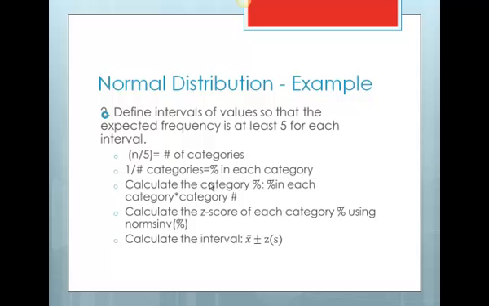Then we're going to use that to calculate the category percentage. Now you're going, wait, I just calculated the percentage in each category. What do you mean calculate the category percentage? So let's say you have 10 observations and you come up with 10 categories. So your percent in each category would be 1/10. Well, you need a percentage to calculate your z-scores.